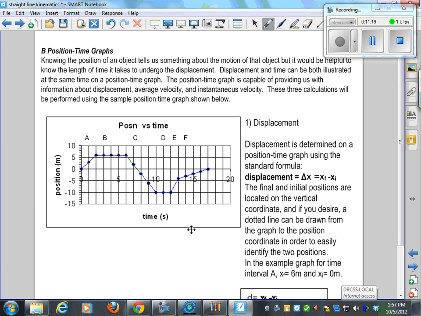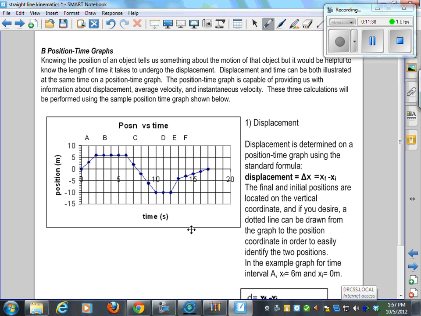Alright, let's go. Knowing the position of an object tells us something about the motion of that object, but it would be helpful to know the length of time it takes to undergo the displacement. Displacement and time can both be illustrated at the same time on a position time graph. The position time graph is capable of providing us with information about displacement, average velocity, and instantaneous velocity.